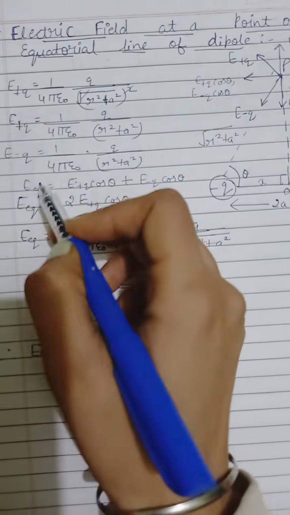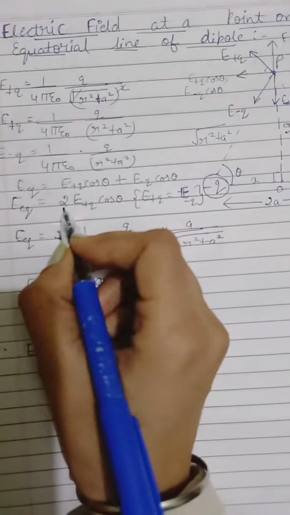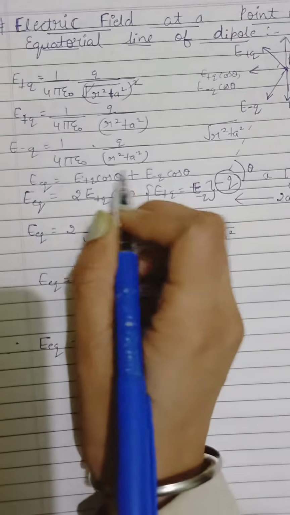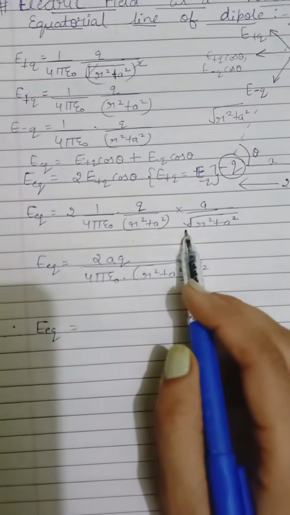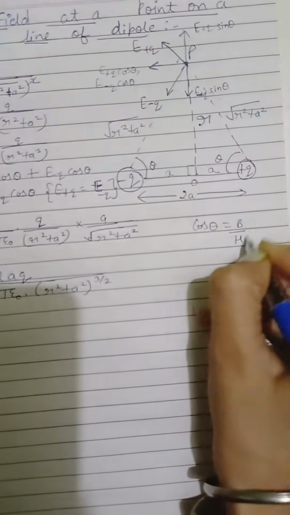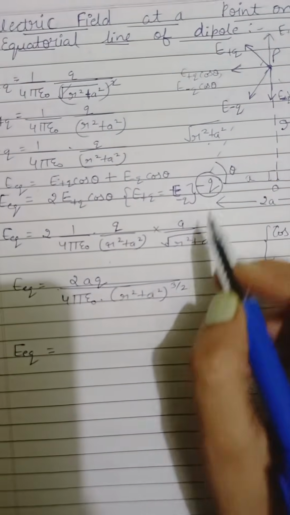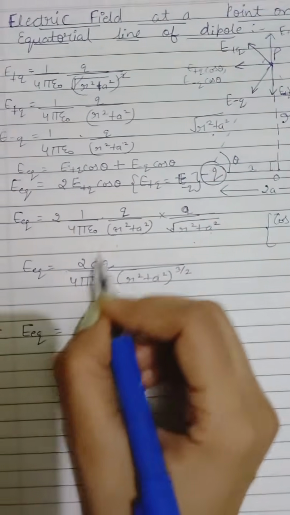Electric field due to plus q and minus q will be the same. Means उनका magnitude क्या है? Same. Write it as 2 E plus q cos theta. So E plus q की value now we will put here, and along with that cos theta. Cos theta का formula आता है base upon hypotenuse. So here we have base a and this is the value of the hypotenuse. So we got this.